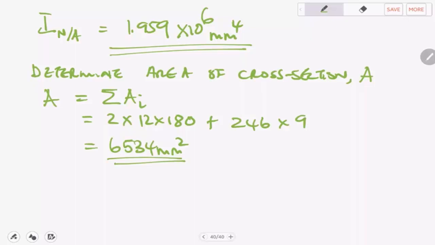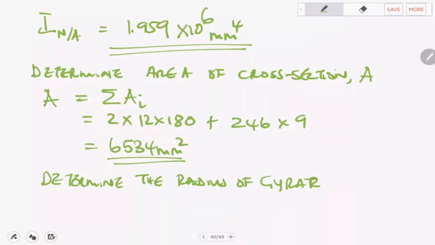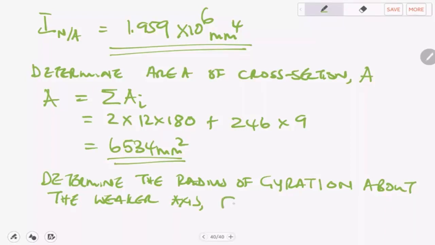Then from there, you want to determine the radius of gyration, let's say about the weaker axis. The radius of gyration is given by small letter r, or small letter i, because in your red book it's given as a small letter i, but for other calculations you can use small letter r. So this is going to be r about the y-axis, ryy.